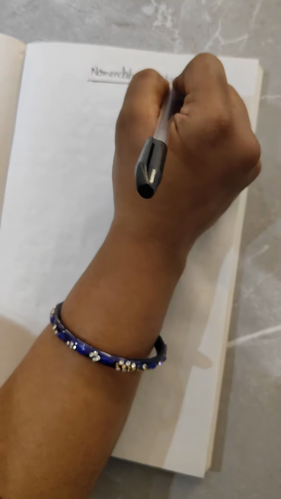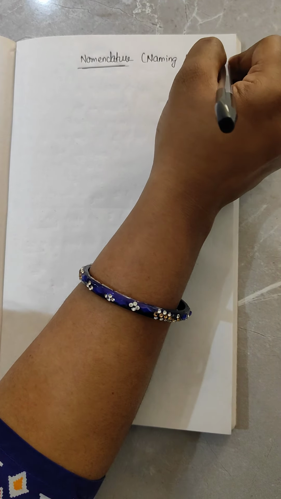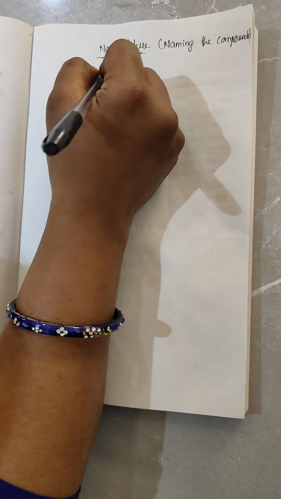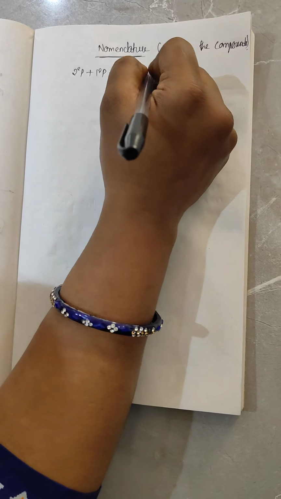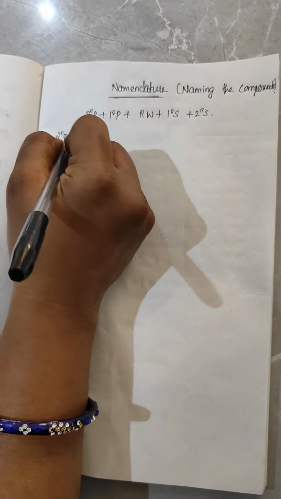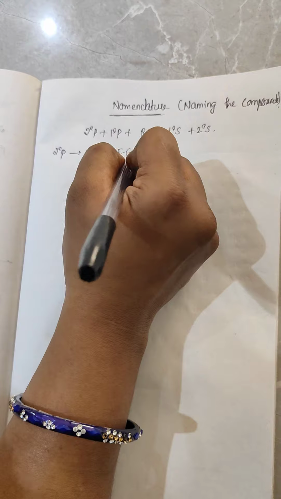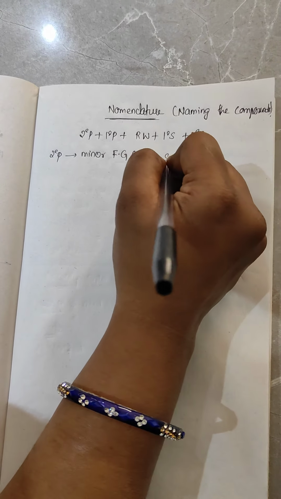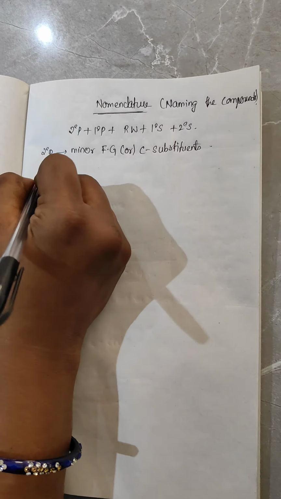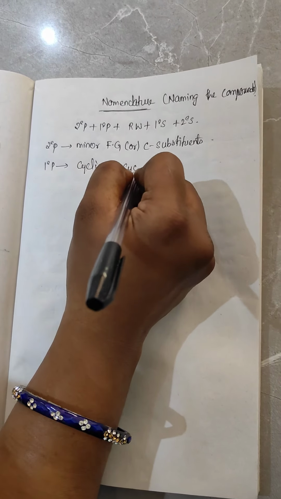For naming the compounds, the first formula we are supposed to follow is secondary prefix plus primary prefix plus root word plus primary suffix plus secondary suffix. Secondary prefix explains to us about the particular minor functional group or carbon-containing substituents, and primary prefix explains that if the structure is a cyclic structure, then you are supposed to give it as cyclo.